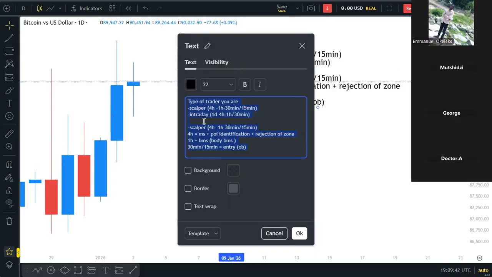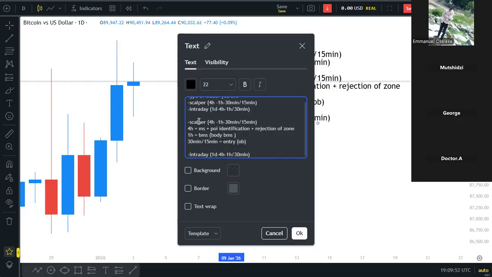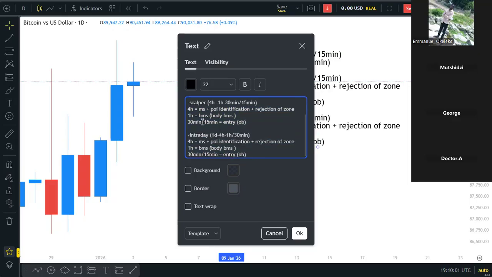If you're talking about the intraday trader, it's the same thing, it's just that your time frame of operation changes. For an intraday trader, the first changes to 1D, the next changes to 4H, and this changes to 1H slash 30 minutes.